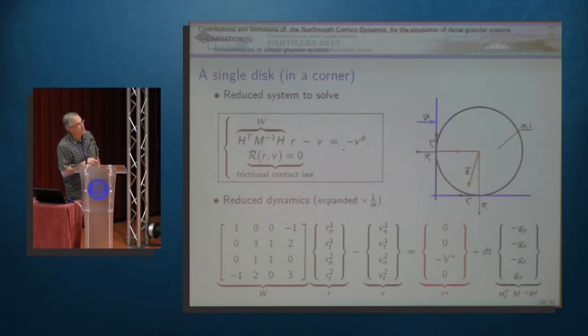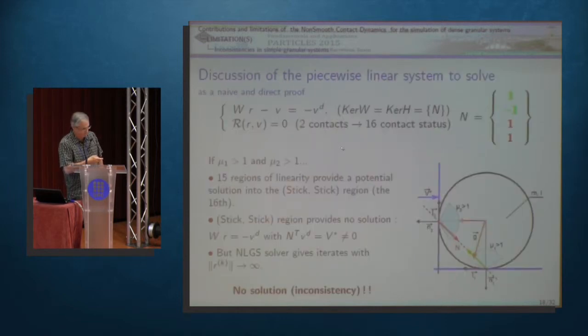Then the system to solve in the non-smooth contact dynamics approach consists of two equations. The dynamic equation reduced to contact by introduction of the W operator, which is expressed here using the linear connectivity mapping H and H transpose. And the second equation is a formal expression. It's not exactly an equation. In fact, the contact behavior is a set of equations and inequations, of course. This non-smoothness is here and the dynamics is here. The dynamics is expanded here.